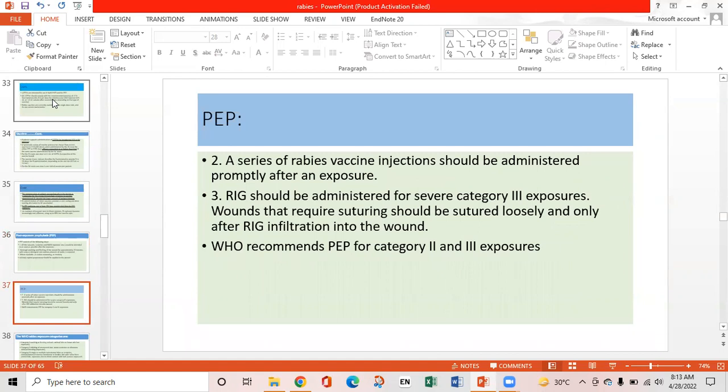A series of rabies vaccine injections should be administered promptly after exposure. Rabies immunoglobulins should be administered for severe exposures like category 3. Wounds that require suturing should be sutured loosely and only after rabies immunoglobulin infiltration into the wound. WHO recommends post-exposure prophylaxis for category 2 and 3 exposures.